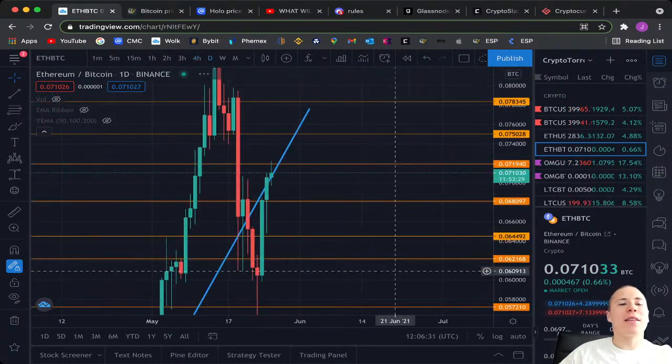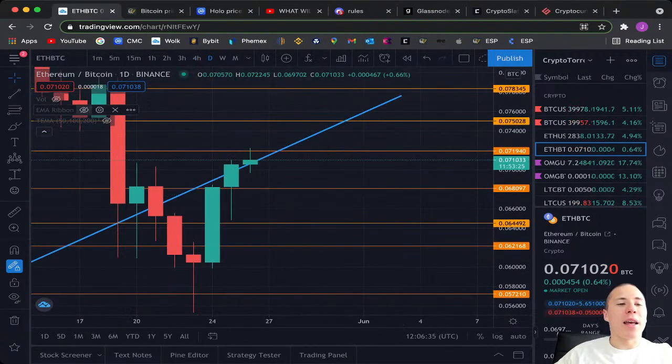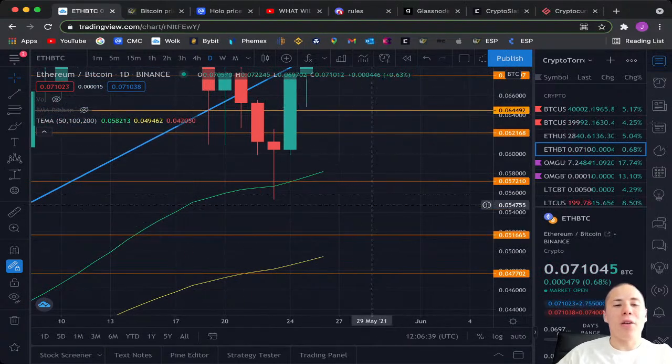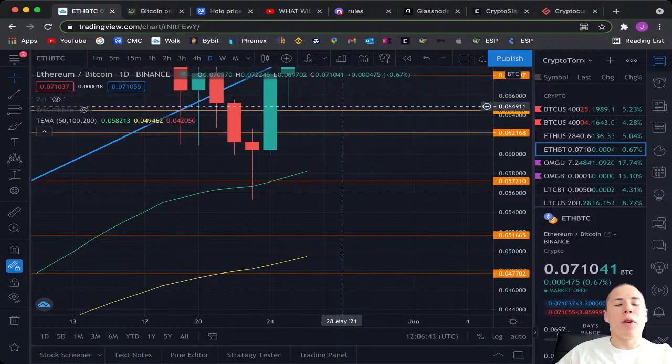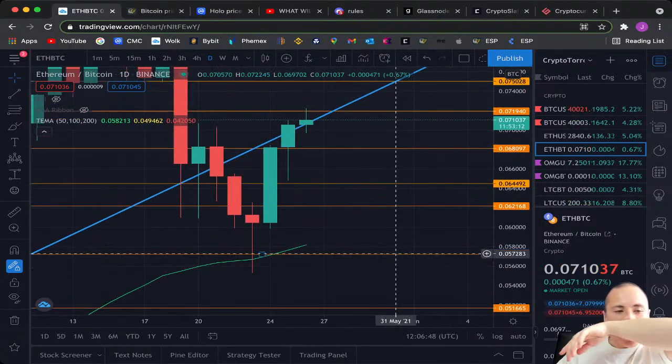So let's take a look at the daily time frame and see where we are standing, and especially take a look at the moving averages, and you can see that Ethereum is actually far above the moving averages on the daily time frame. So this will actually serve as major levels of support and resistance if Ethereum decides to break even further below.